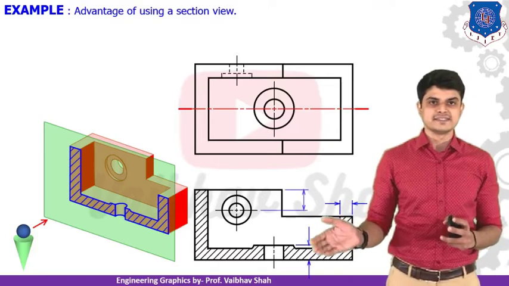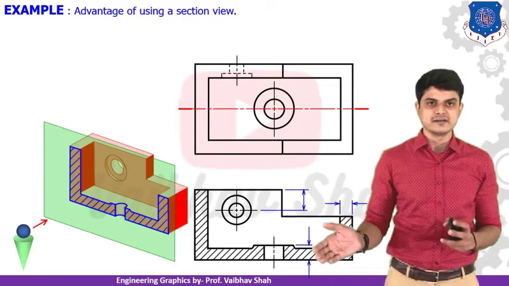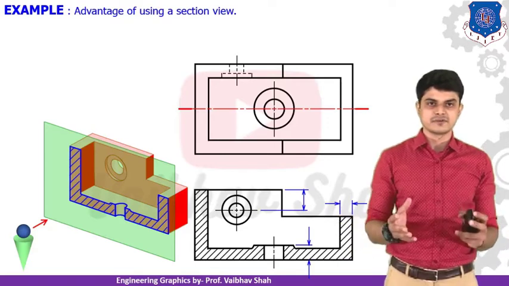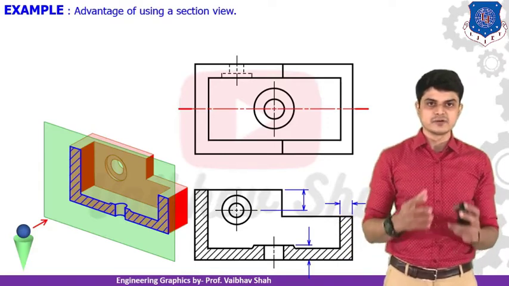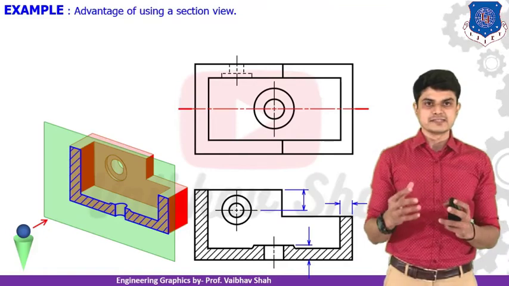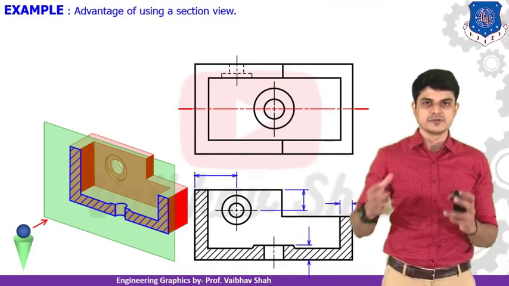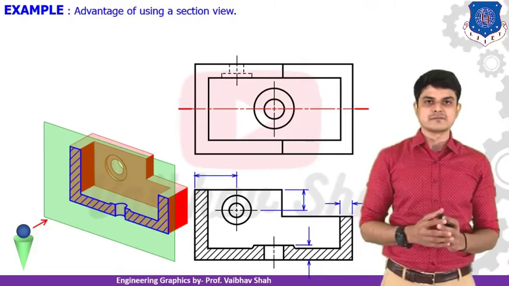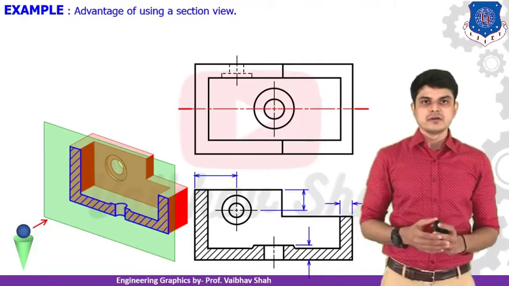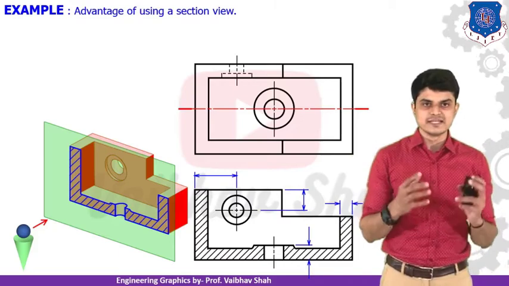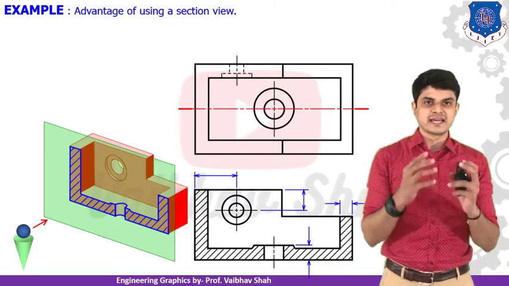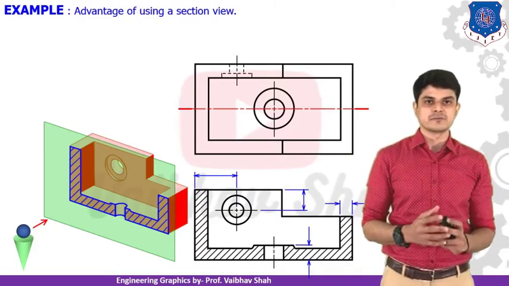Here I can give this dimension also because it is clear. I can clearly observe the thickness of that object. I can clearly observe which element is present at a particular location. So I can give this dimension to this circle. I can also give the dimension of the exact center of the circle from your leftmost side edge. So these are the benefits of having sections in your orthographic projections.